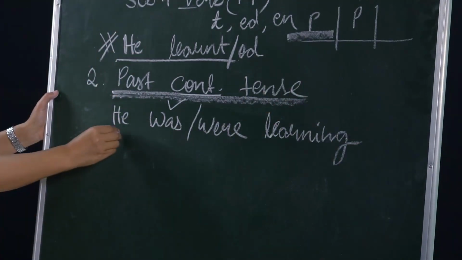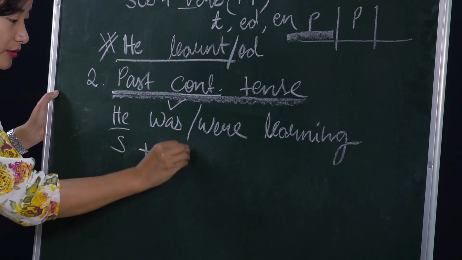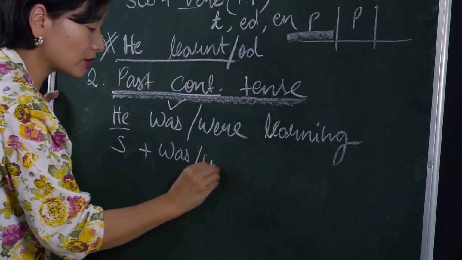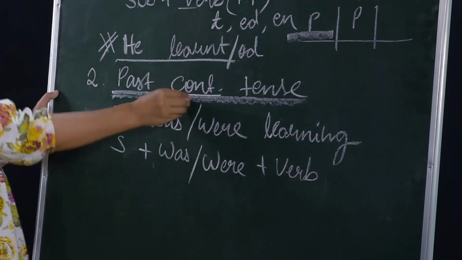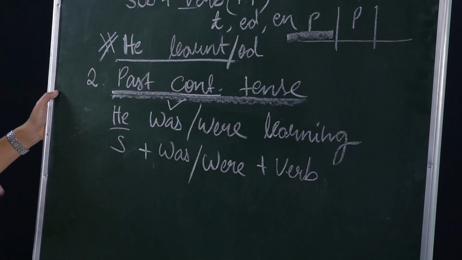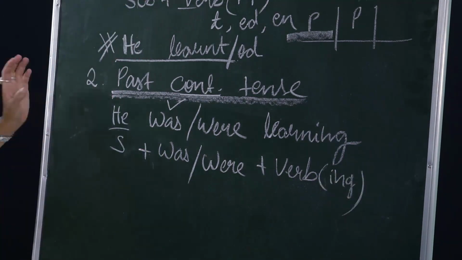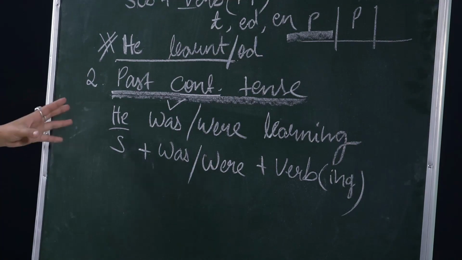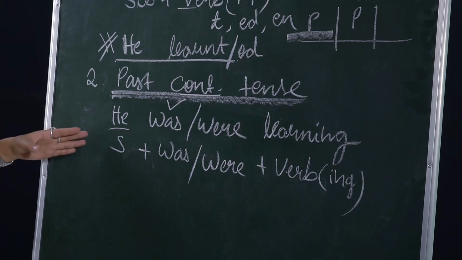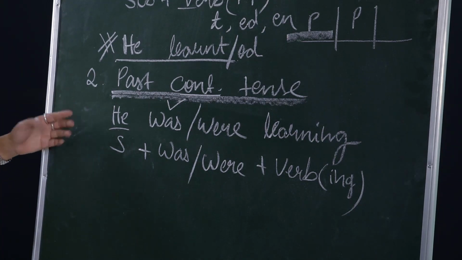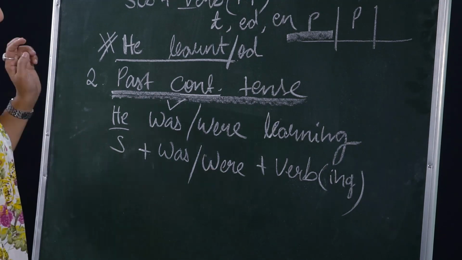So in this case here, we have he as the subject, we have was or were, so you can write that as in your form. Subject plus was or were plus verb. Remember, it's in the continuous tense here, so you need an ing. So your verb should be in the form of ing. So this would give us the structure of the past continuous tense. I'll repeat it. Past continuous tense would have the structure of subject plus was or were plus verb in the ing form.